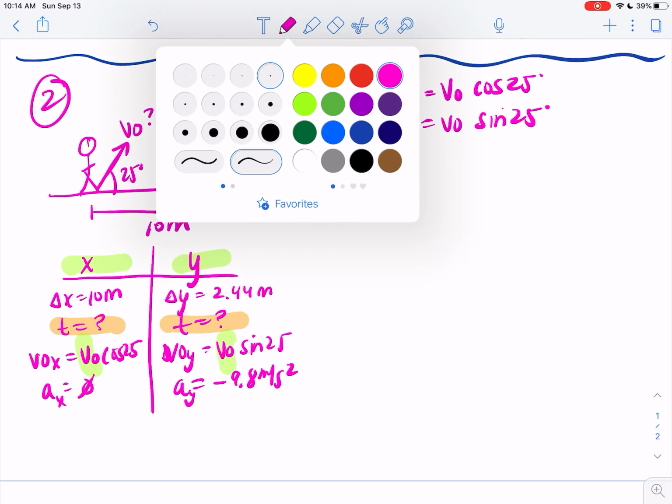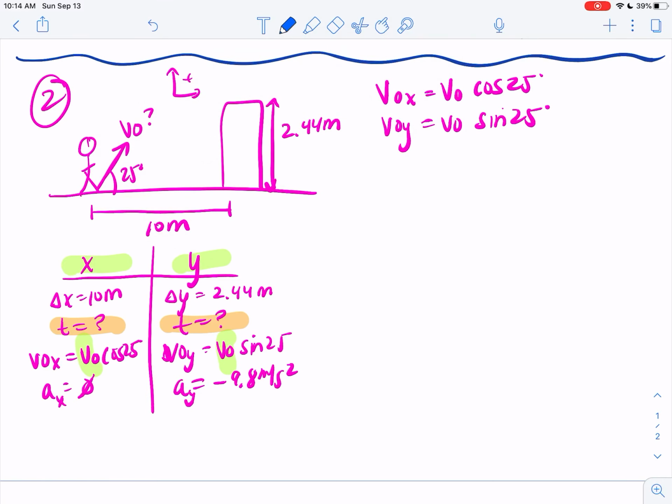So let me change color so I don't get scared. Okay, so my x direction, I'm just going to set up my delta x equals v naught x t. All right, and then my y direction, I'm probably going to have to use this, even though I think it's going to be a complete nightmare, like that. Okay, because that's all I've got. All right, so what you want to do is smash these 2 equations together in some form.